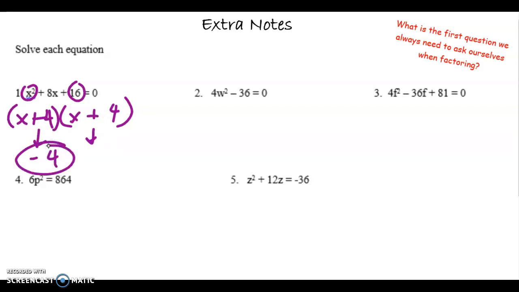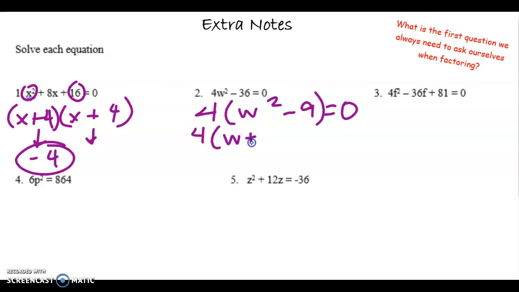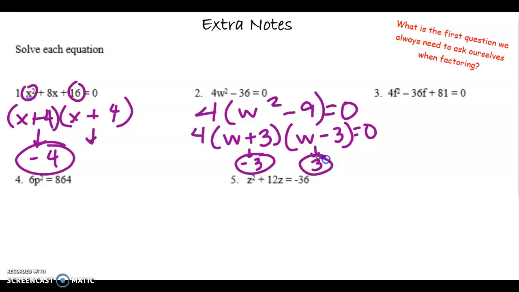Okay? Again, when I get to number 2, I could solve this right away, or I can say, well, what can I factor out? Well, if I factor out a 4, that gives me w squared minus 9, okay? This is going to be a difference of squares. So I've got my 4 out front. I've got a w plus 3 and a w minus 3, which equals 0, which is going to be a negative 3 and a positive 3 for your answers.